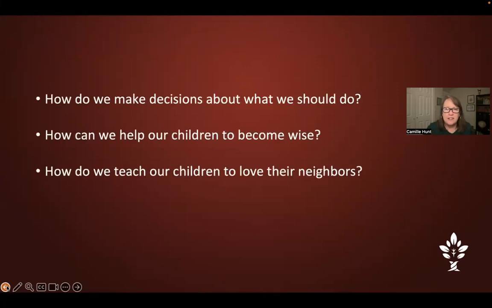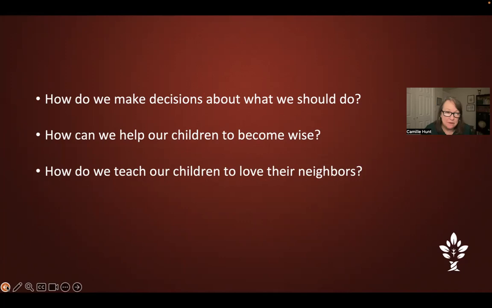And so the question is, how do we make decisions about what we should do? Sometimes we have good ways. Sometimes we need more help. Another question is, how can we help our children to become wise, to know what's right and wrong?